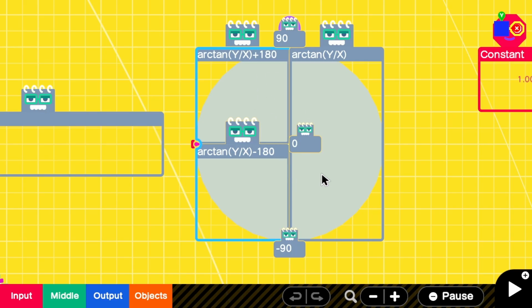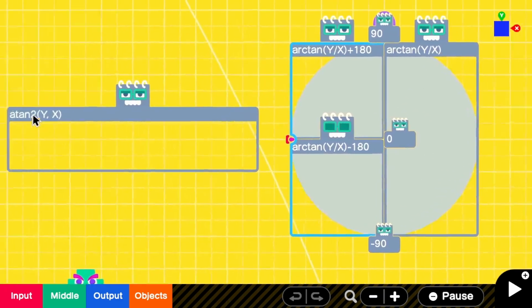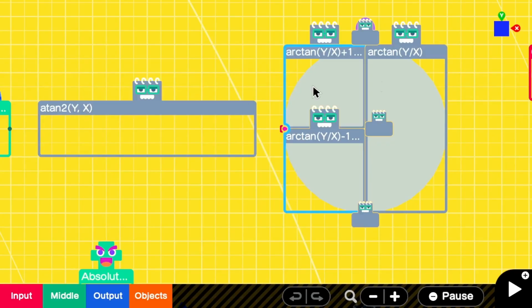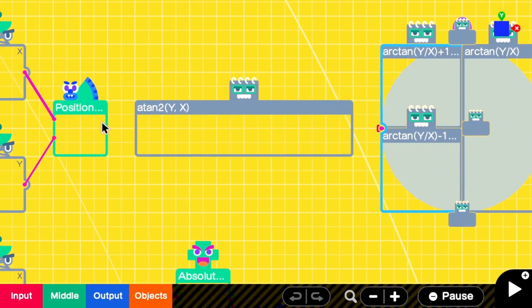So if your input is somewhere here, so basically if your horizontal input is positive, this function will give us the arctangent of input y over x. So that's how you can get an arctangent in GBG.